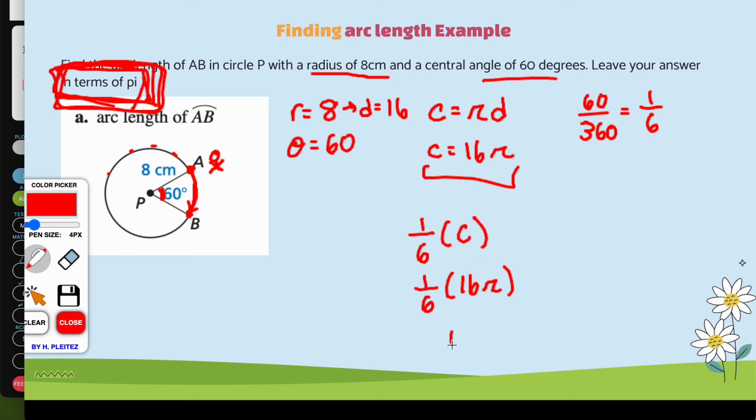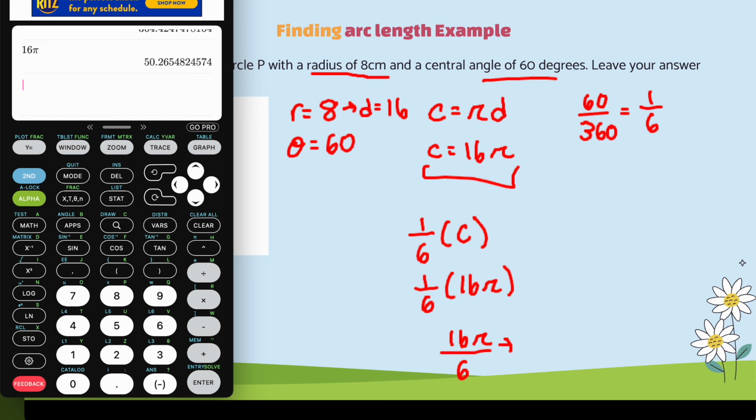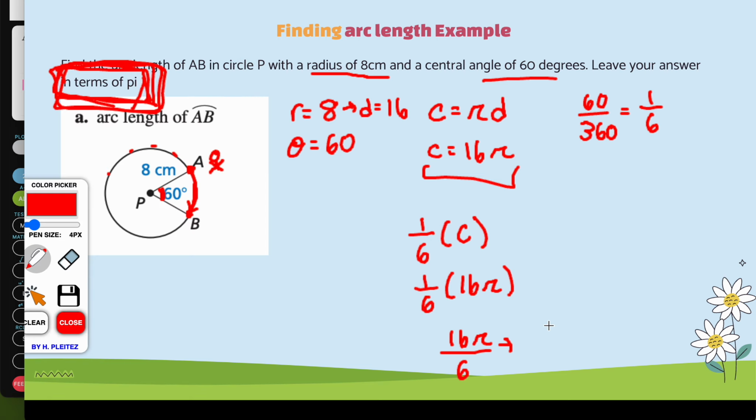If we multiply this out, it's going to be 16 pi over 6. You can do this in your head, but if you have trouble, you can do 16 over 6 in your calculator, and then just hit math fraction, and that gives you 8 pi over 3. Now again, it says leave your answer in terms of pi, so this is totally fine. If it said to round it to the nearest tenth or hundredth, then you would substitute it into your calculator.